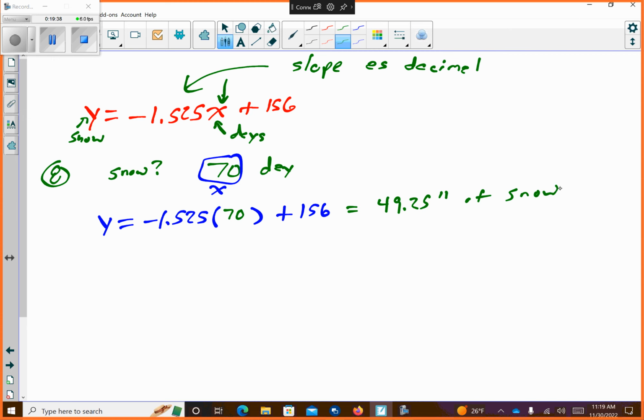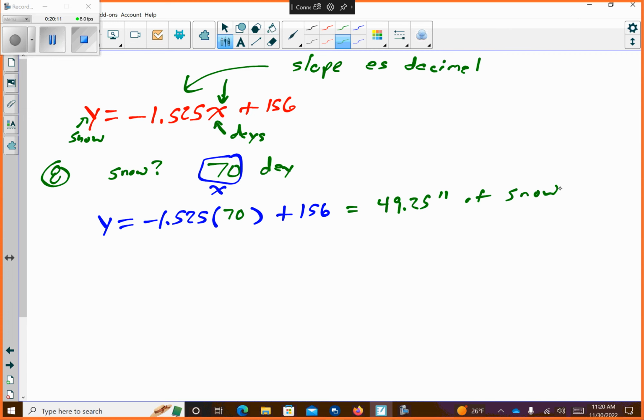So after 70 days, after March 21st, which is the last day of winter, and at midnight is when the first day of spring happens. So 70 days after that date is a little bit more than 2 months, so April, May, so it's into June. Into June, we still have 49 inches of snow up there. That seems pretty good.